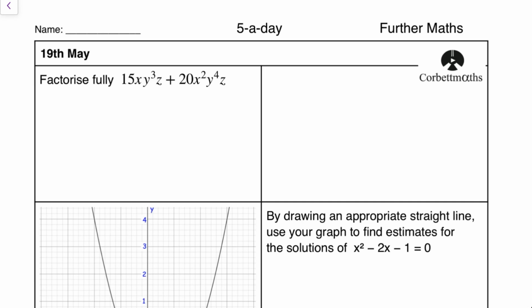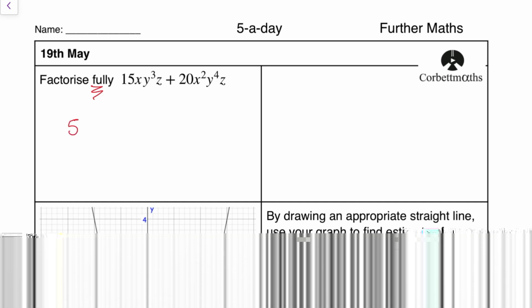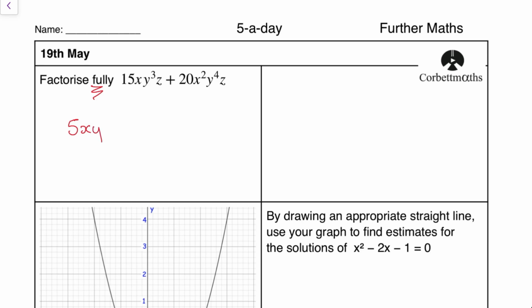Now the word fully is quite important here because it implies there's at least 2 or 3 steps going on, which I can see here already because I've got x's, y's, z's and 15s and 20s. Let's start with the numbers. Both numbers divide by 5. The lowest common power of the x's is x. The lowest common power of the y's is y cubed. And the lowest common power of the z's is z.